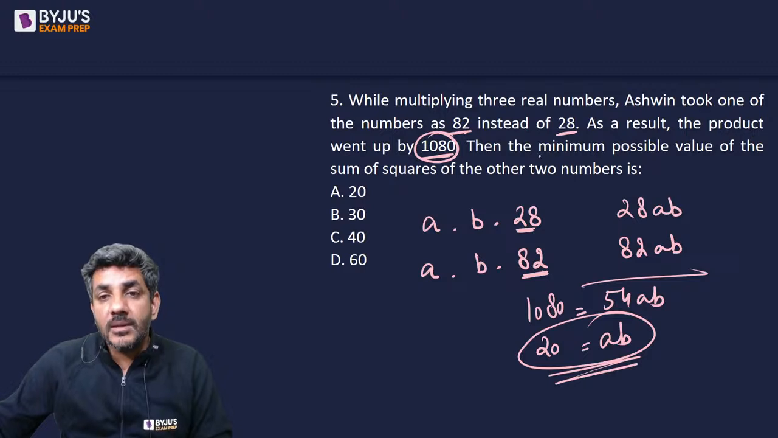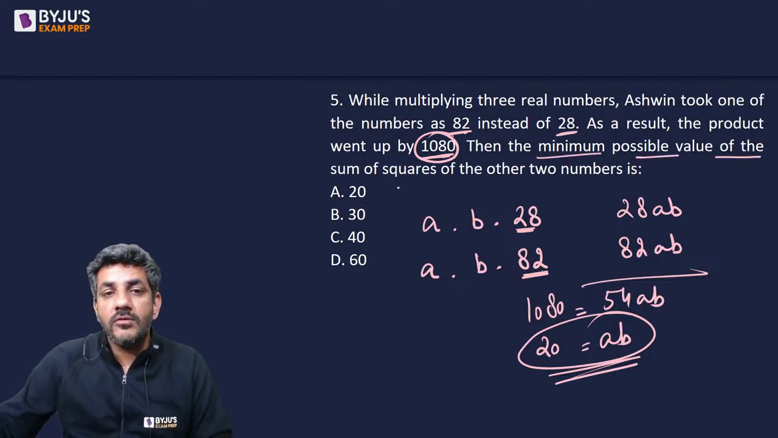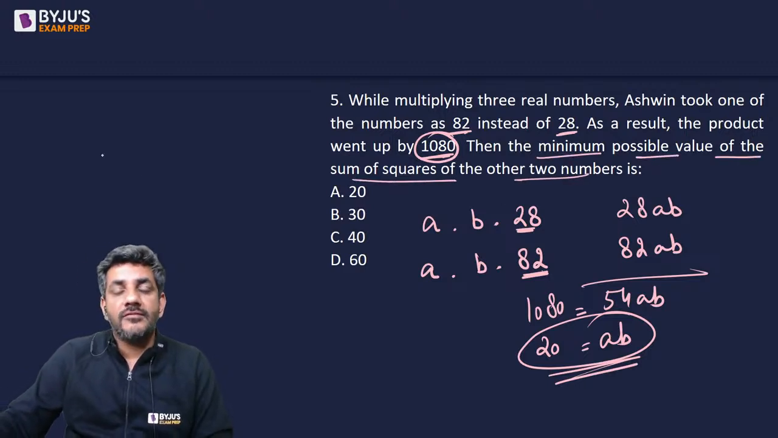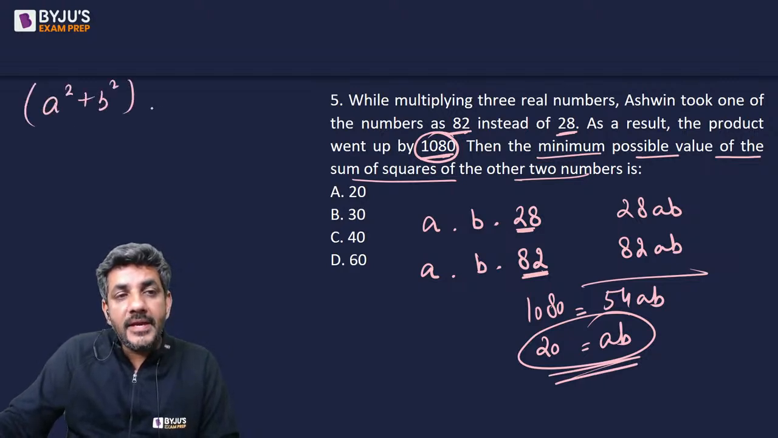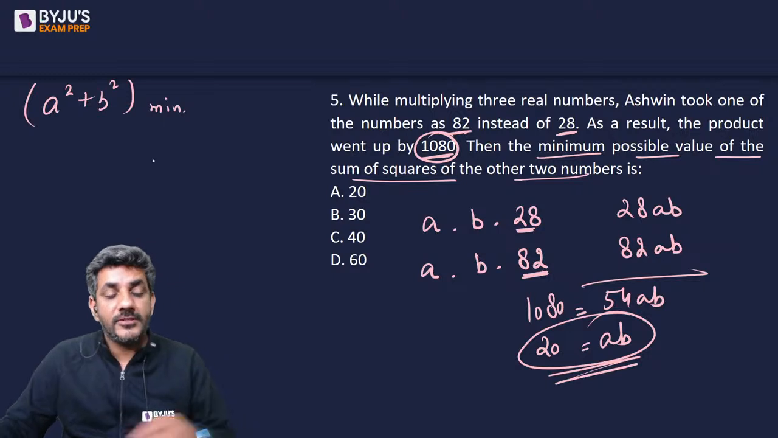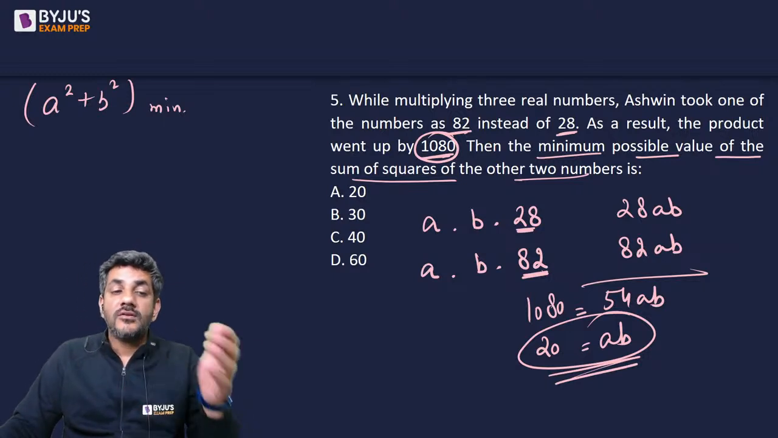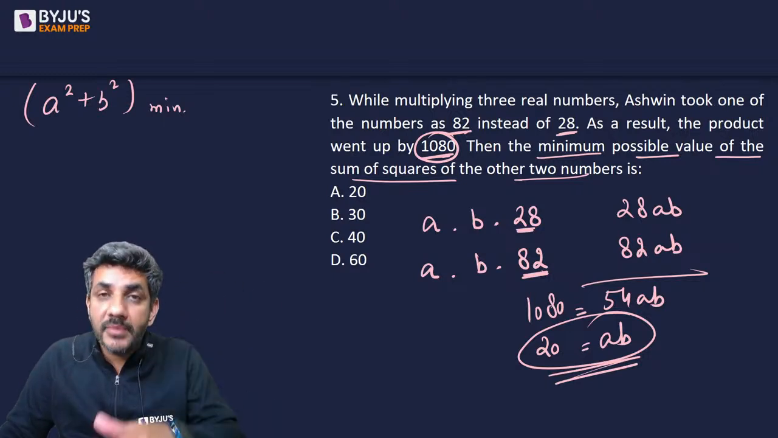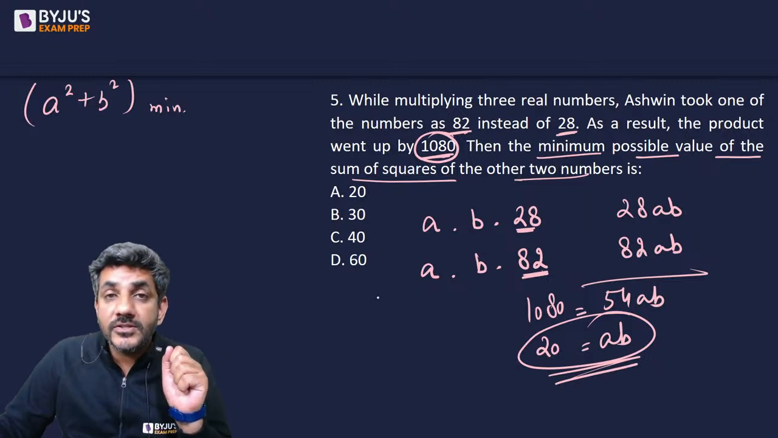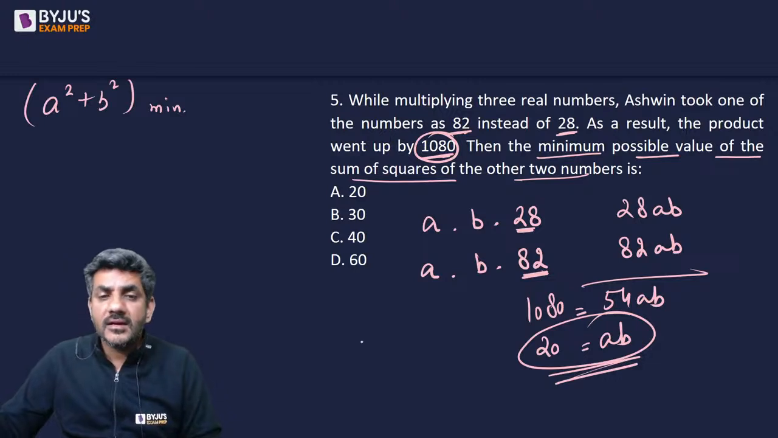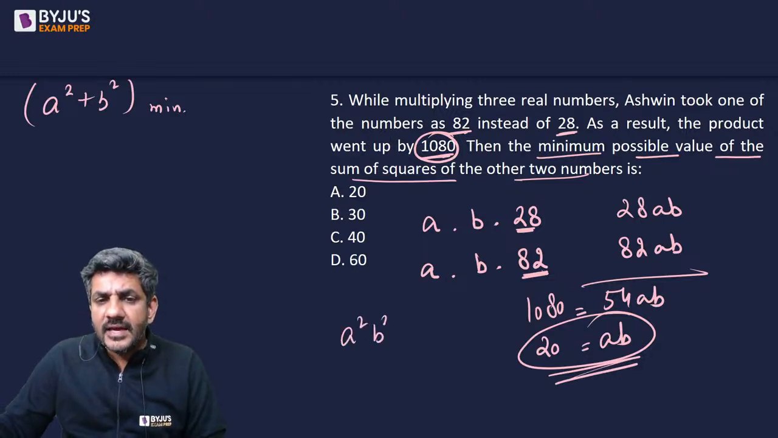Question is asking you the minimum possible value of the sum of the squares of the other two numbers. That is, I am looking for minimum value of A square plus B square. Once again, if the product of two numbers is given, their sum is minimum when the numbers are equal. लेकिन यहाँ sum पूछ रहा है a square plus b square का, product तो हमें a b का दे रखा है, so square it. Can I say a square into b square is 400?